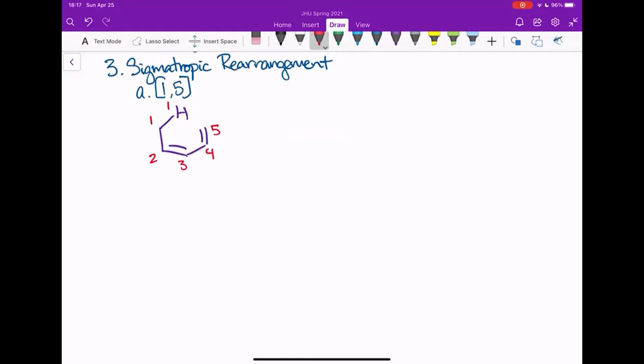And so then once you do your arrow pushing mechanism, those bonds will shift over and then you'll form a new 1,5 bond. And so then your product will just be the same molecule, but flipped. Okay. Cool. So just key thing to remember is that your sigma bond forms between your 1,5.